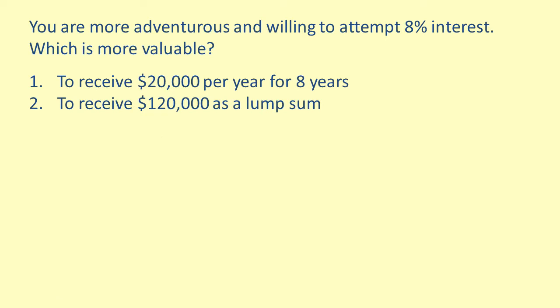Let's say you'd like to try investing for a net gain of 8% interest. Which deal would you prefer? Deal 1 is that you'd receive $20,000 every year for 8 years. Deal 2 is that you'd receive, or rather retain, $120,000. We calculate the present value of deal number 1 as $115,000, which is slightly less than deal 2. Therefore, the second option is better unless other factors like risk and taxes come into play.